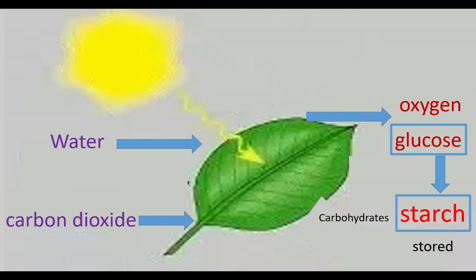Photosynthesis produces carbohydrates and gives out oxygen. Water and carbon dioxide are taken inside during photosynthesis. The green color pigments chlorophyll absorb sunlight.